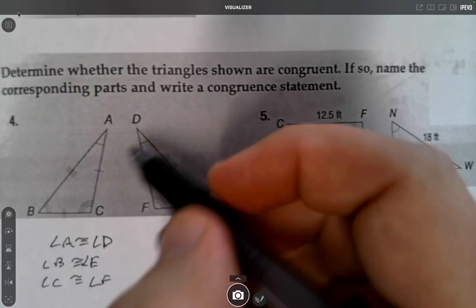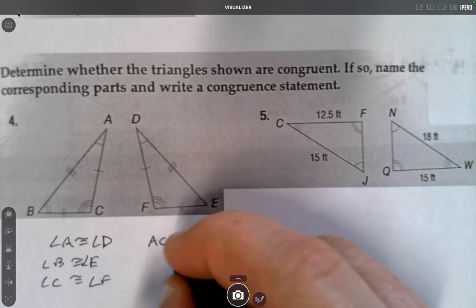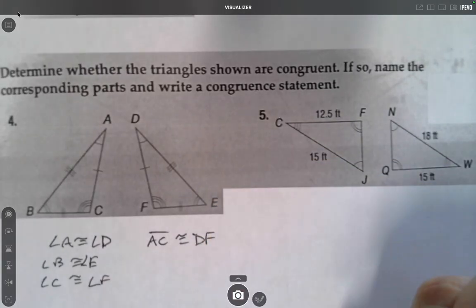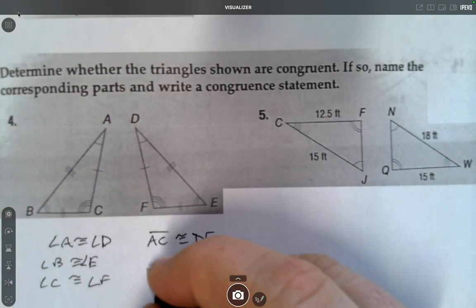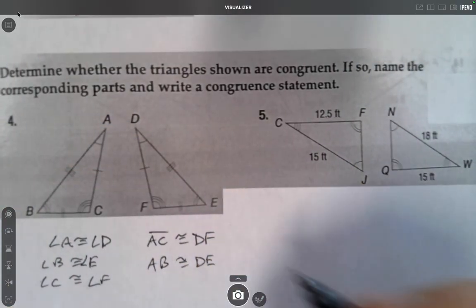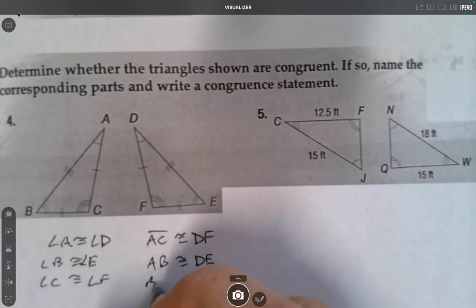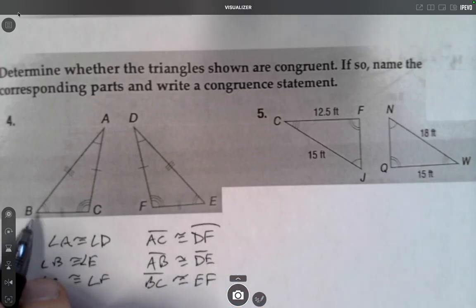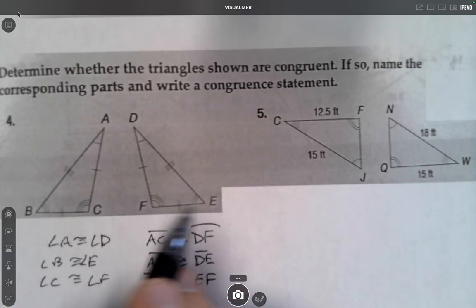And then for sides, AC goes with DF, AB goes with DE, and BC, careful with this one, goes with EF. Because I have to go 2 arc to 3 arc, 2 arc to 3 arc.